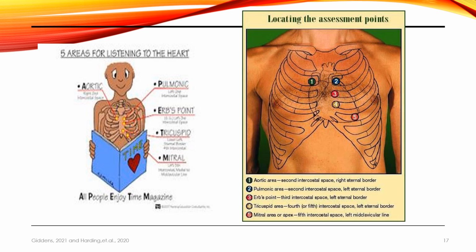Then you move over to the pulmonic. All right, so the P in people stands for pulmonic valve. So aortic is just to the right of the sternum, and pulmonic over here just to the left of the sternum. Then we move down to Erb's point, and then we move down to the tricuspid, and then the mitral. So the mitral is all the way down here at the apex of the heart. All right. So this is just a reminder of how you listen to the heart in a specific order. Probably a good thing to keep in mind.